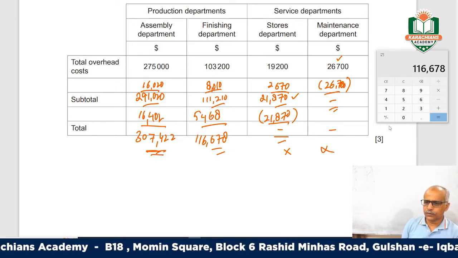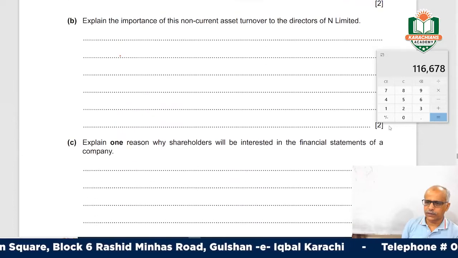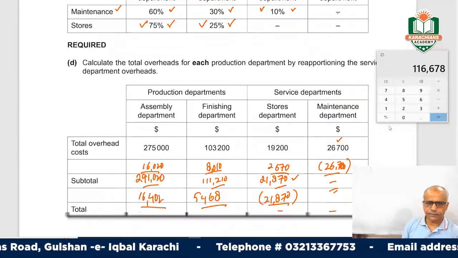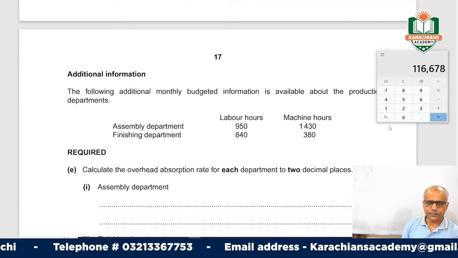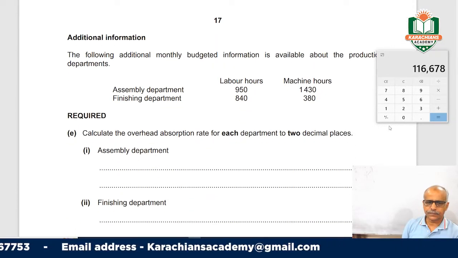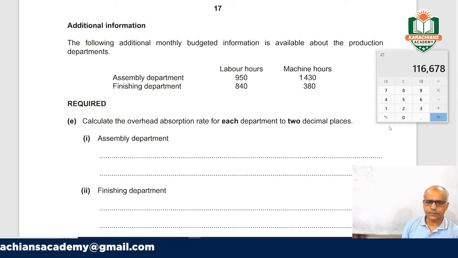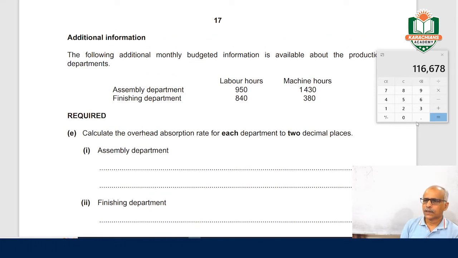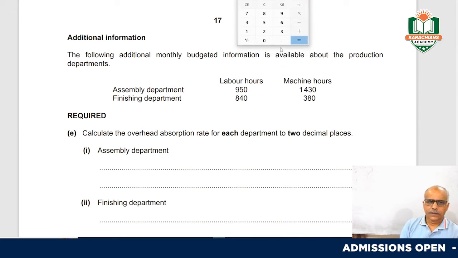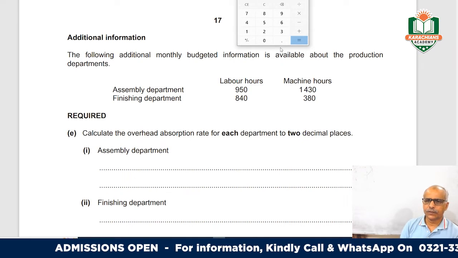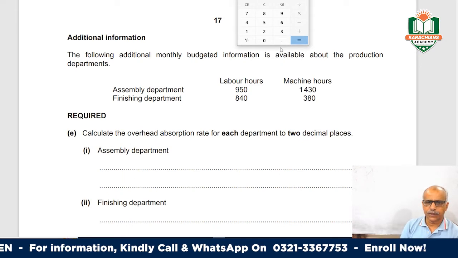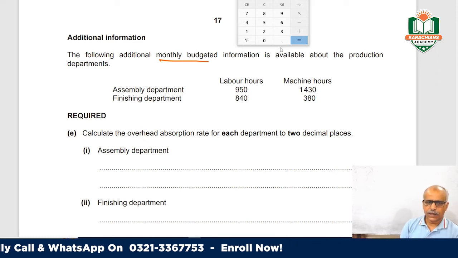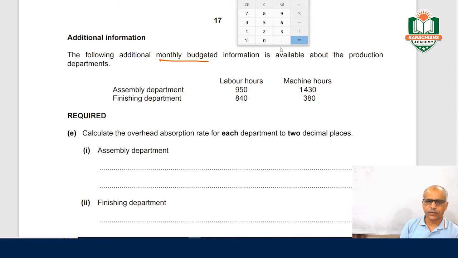So move on to the next part. What are they asking us to do? What is the question? The total additional monthly budgeted information is available. Again, this is monthly budgeted information, right? And for April, they have budgeted the labor hours and machine hours.